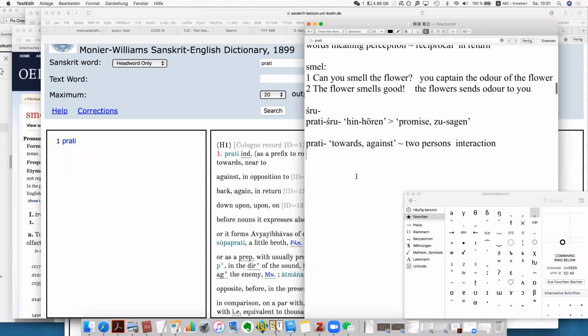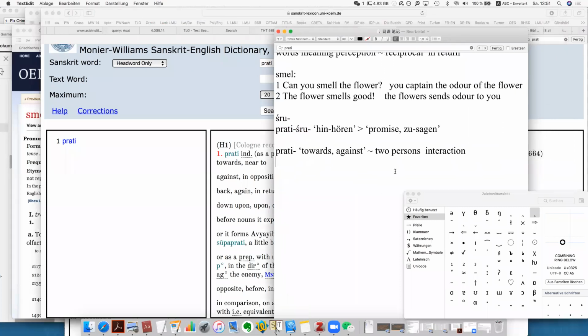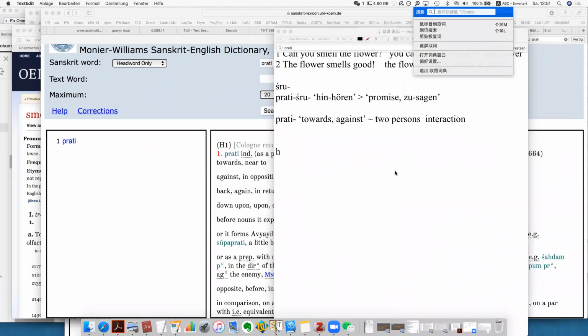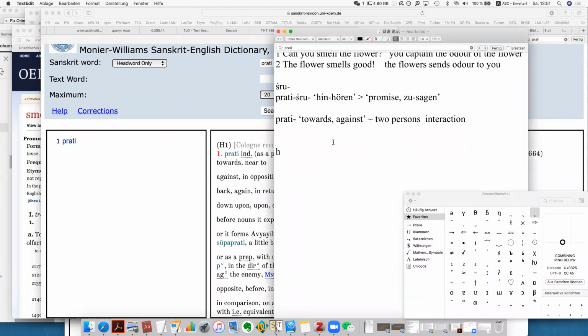Okay. Let's take another example. Does anyone know? Hören means to hear, right? Yeah, hören means to hear. Does anyone know the meaning of verhören? This is hören, and verhören. Does anyone know the meaning of verhören?